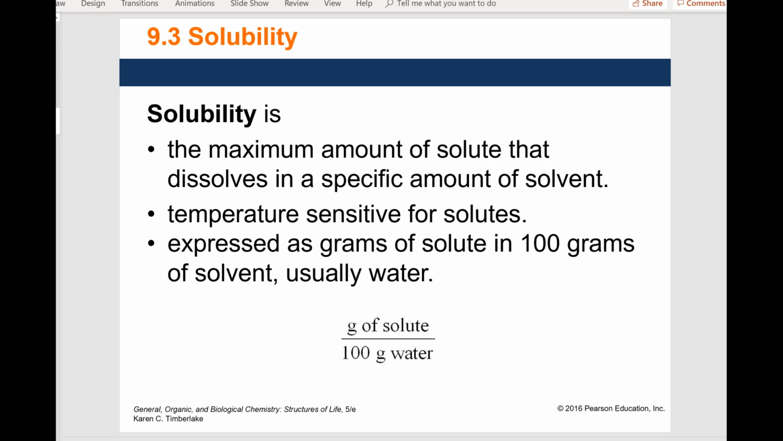If you're like me and you like a little bit of tea with your sugar, you usually have extra solid sugar sitting at the bottom of the cup. That's because you've reached the solubility limit. You've added as much sugar, and as much sugar that is able to dissolve has dissolved, and all of the rest of it's just going to stay solid. It can't dissolve anymore.